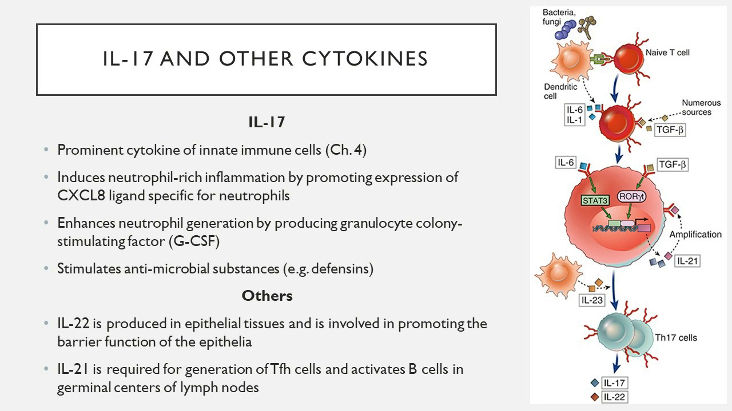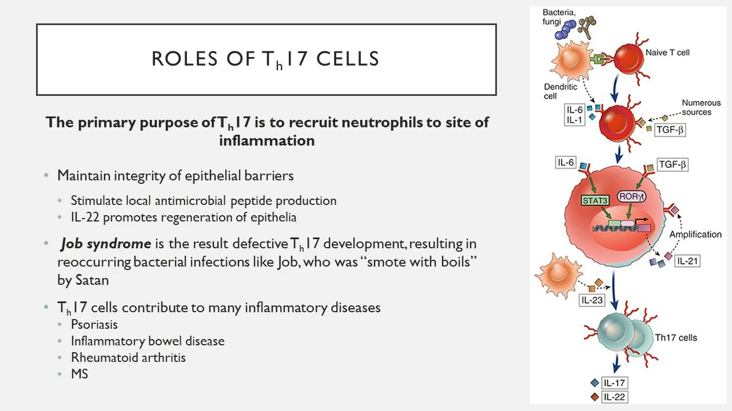It's also used for the generation of follicular helper T cells, which activate B cells in the germinal centers of the lymph nodes. Now to touch on the roles of both this particular cytokine and the Th17 CD4+ subset, I'll again reiterate that the primary purpose of the subtype is to recruit neutrophils to the site of inflammation. Th17 cells are also involved in various roles for maintaining the integrity of epithelial barriers.